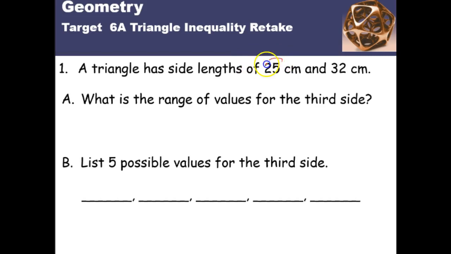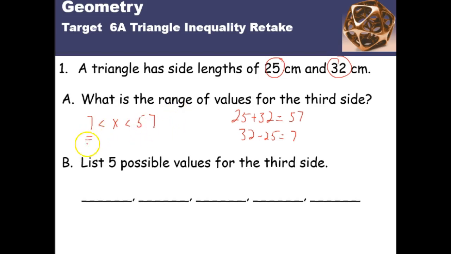So a triangle has side lengths of 25 and 32. We need to find the range of values for the third side. So we add them to find how high it has to be, and I get 57. And I subtract them to find out how small it is, so 32 minus 25, and I get 7. So my answer is my third side has to be between 7 and 57.